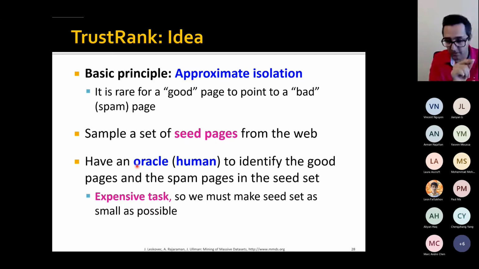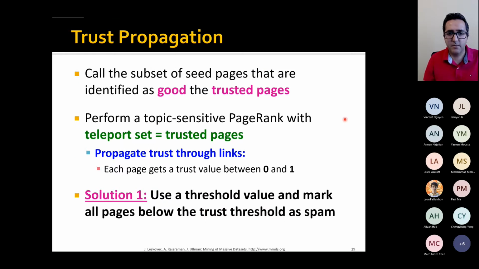Not all of them are good. Maybe I was not very accurate in my definition. So we have a seed set that includes good and bad pages. Someone should review these pages to identify good pages. As you can imagine, because it's a supervised technique that requires human involvement, it's a bottleneck. So we want the seed set to be as small as possible. Then we call the subset of seed pages that are identified as good trusted pages. These will be our source nodes in the personalized PageRank or topic-sensitive PageRank.